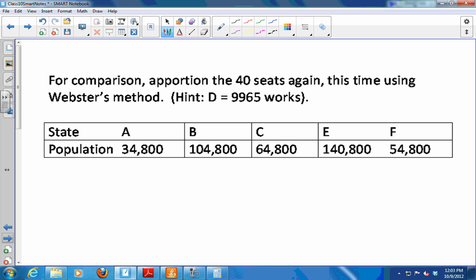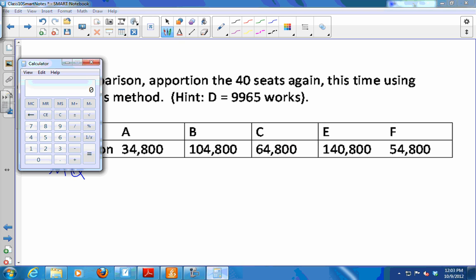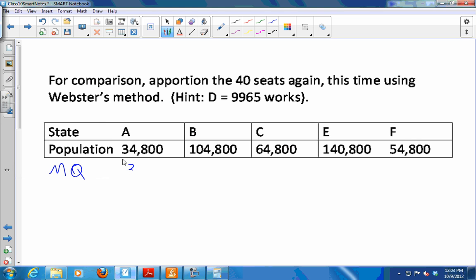Okay, so just for comparison purposes, let's see what happens if we apportion the 40 seats using Webster's method. And I am just giving you a divisor that works, so we don't have to go searching for it. So I'm going to get modified quotas by dividing each population by 9965. So 34,800 divided by 9965, 3.492.